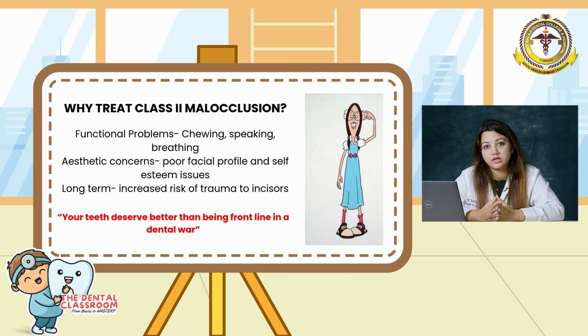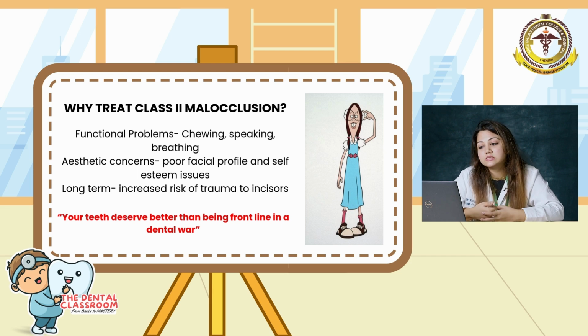So in a growing child, if the patient has a class 2 malocclusion with rabbit teeth or buck teeth and they go to school, they face a lot of bullying in their school or there is a lot of peer pressure. So this causes a trauma to the psychology of the child. So these are also one reason why we need to correct the class 2 at an early age.